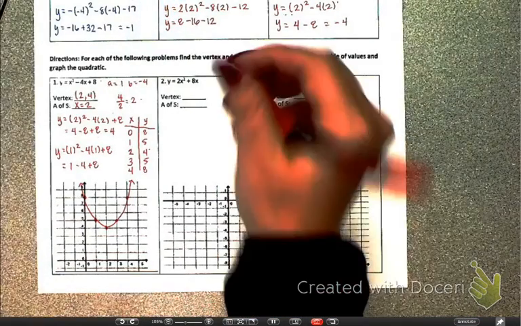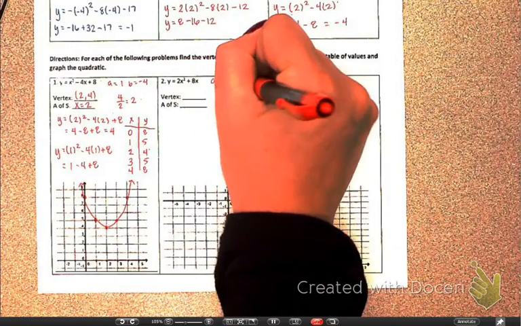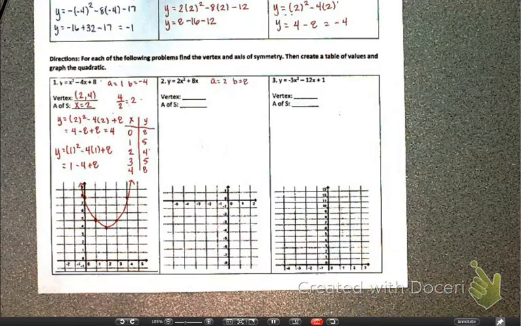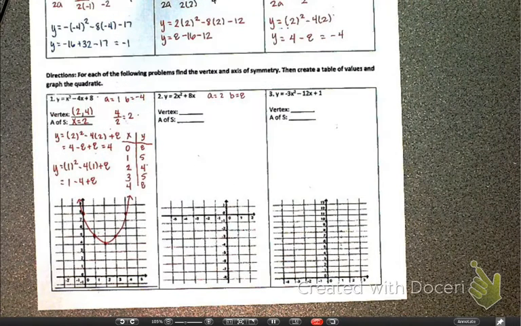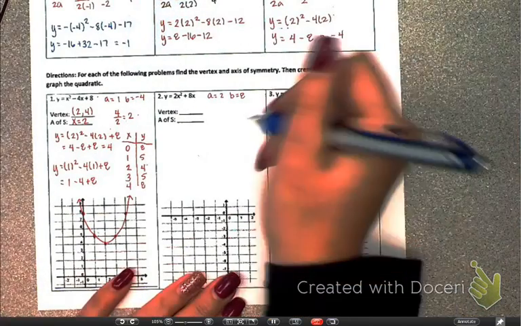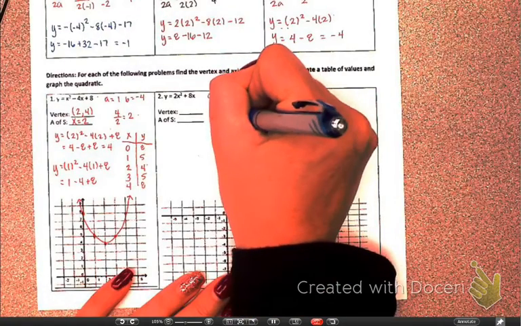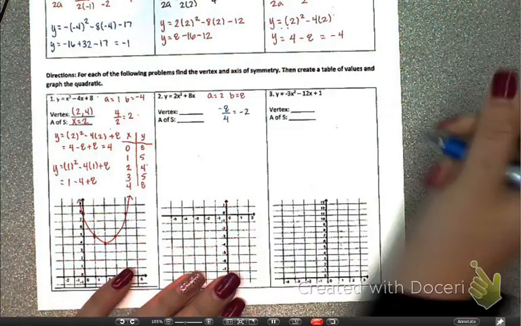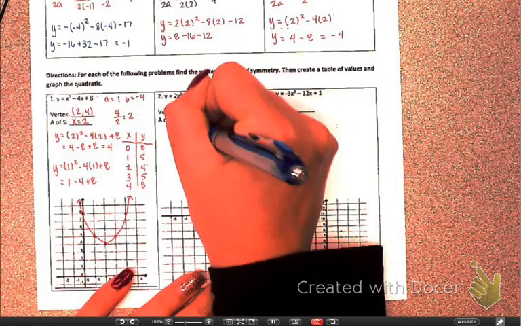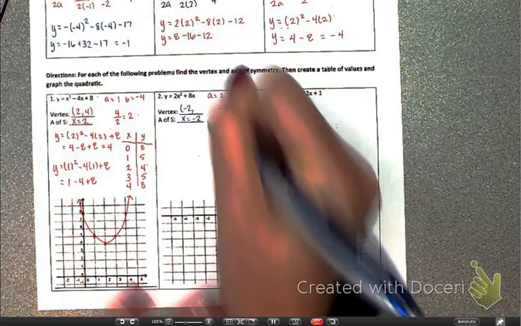Okay, so A equals 2, B equals 8, right? Actually, you do it. I want you to try it. I'm going to go through this, and if you need me to stop, tell me to stop. Negative B would give me negative 8 over 2 times A, which would be 4, which means the x value of my vertex is negative 2, which means my axis of symmetry is also negative 2.